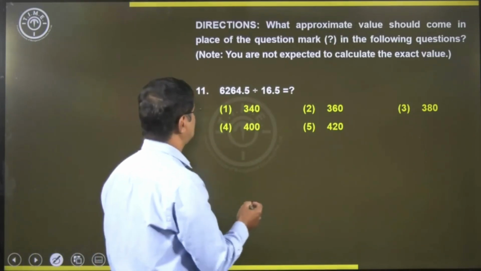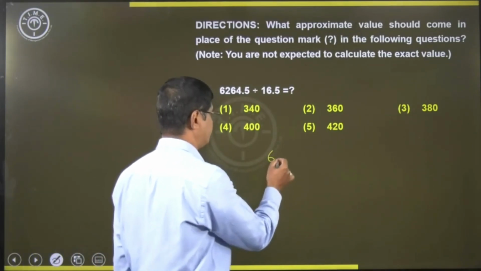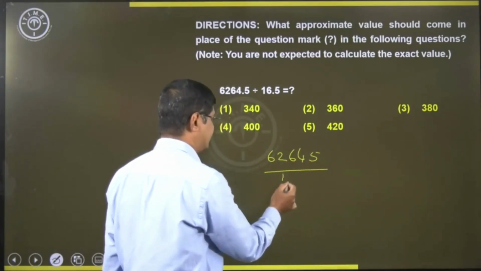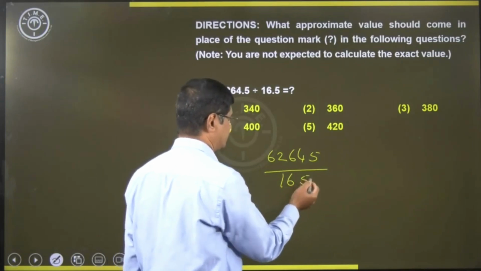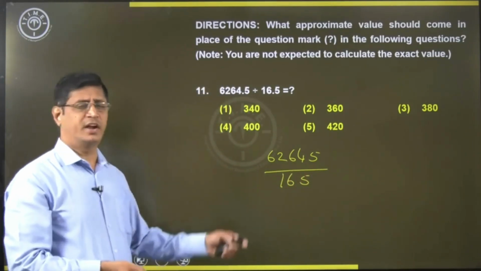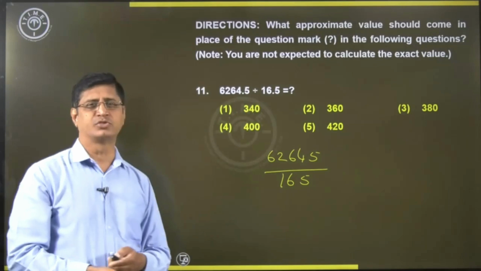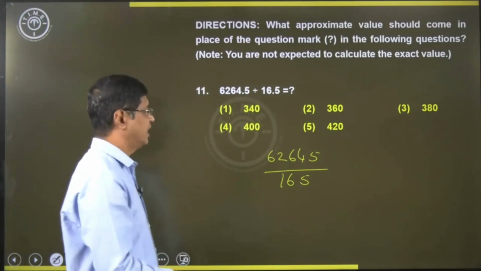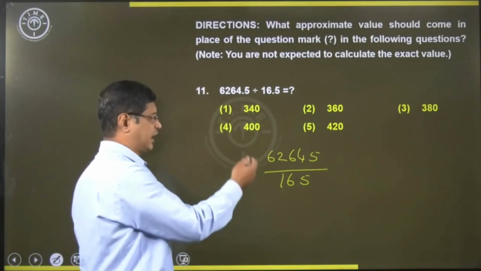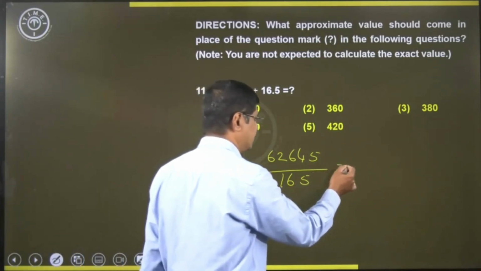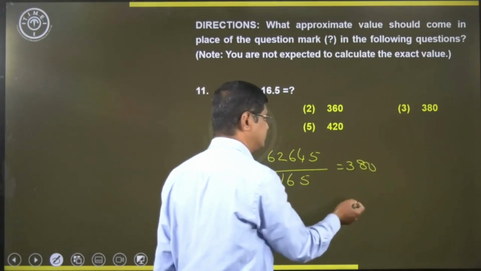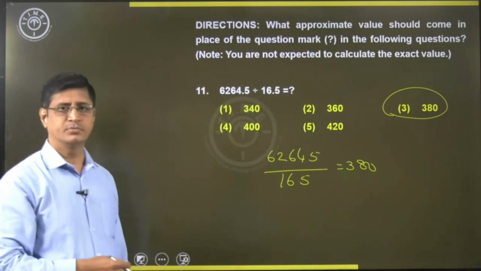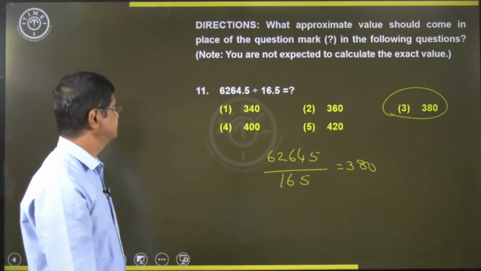Now 6264.5 divided by 16.5. Dear students, I am ignoring the decimal on both sides and simplifying this. Just simplify this, you will get the answer. With direct calculation, it goes exactly 380 times. So the right choice is option number 3. The third choice is the right answer.